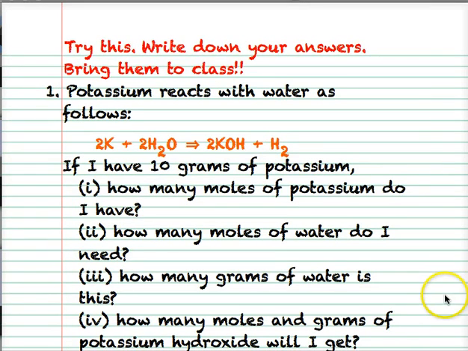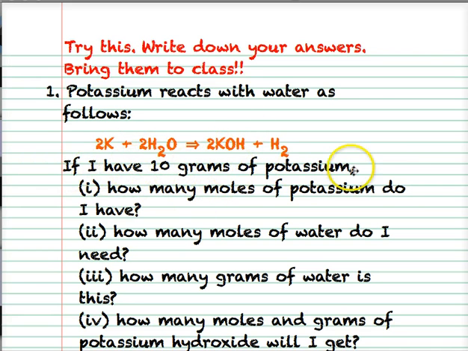Now, here's something to try for yourselves, and I want you to write your answers down and bring them to class. Now, potassium reacts with water, as we saw as well. The reaction 2K, K is potassium, plus 2H2O gives us 2KOH plus H2. So the reaction is almost identical, except we've substituted in potassium.